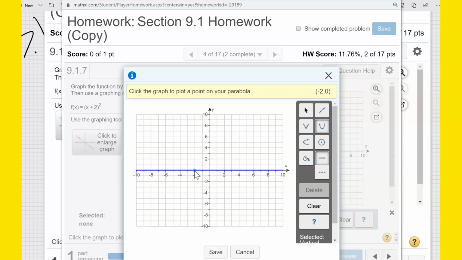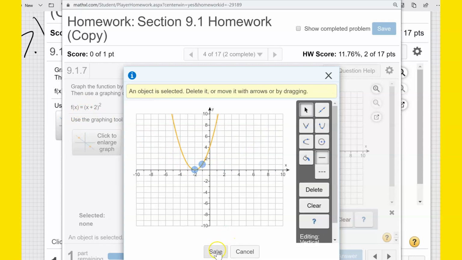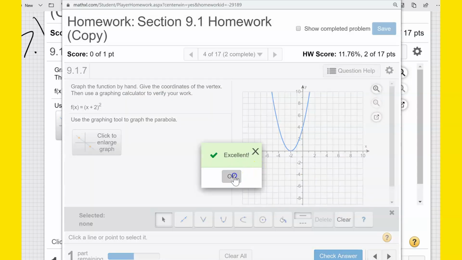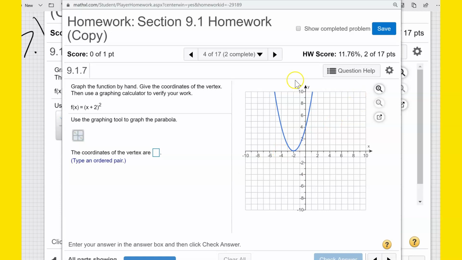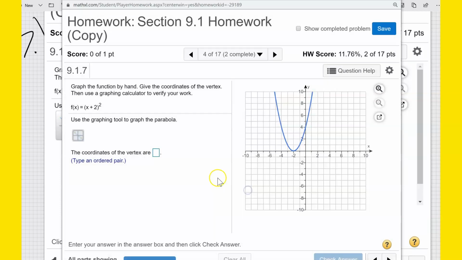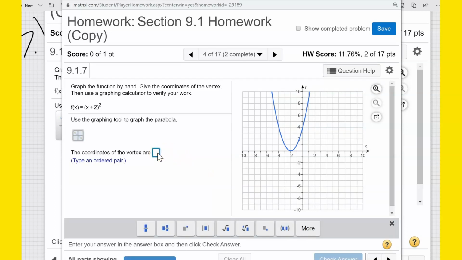This time there is no a. There's nothing in front of the x squared. So I can just go over 1 and up 1 and put my point. And that's it. It's really simple in Math Excel. I forgot to put my vertex. Negative 2, 0.